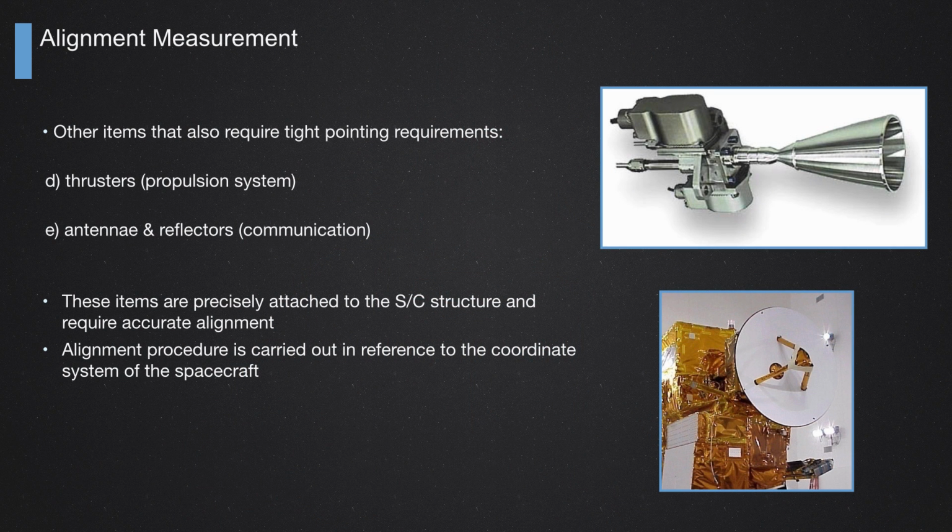Antennas and reflectors are the same thing. If we understand the antennas are looking to the ground at a certain point, we have to make sure they were installed according to the design. So they are attached to the structure, and they have the reference of the spacecraft coordinates. We have to make sure they are installed correctly. How do we do that? We use theodolites to do that. We have some mirrors installed on the spacecraft.